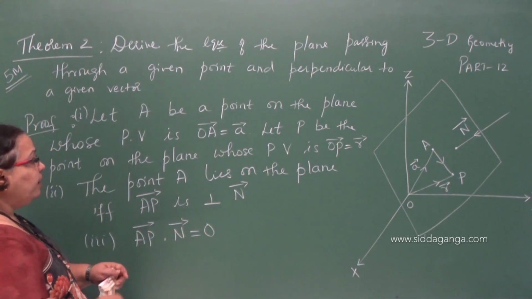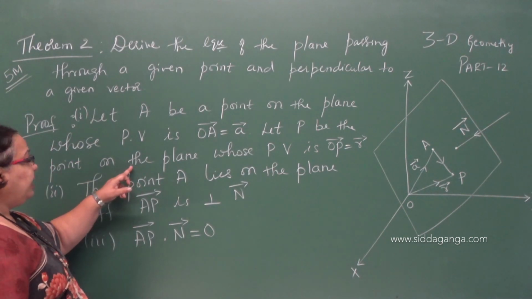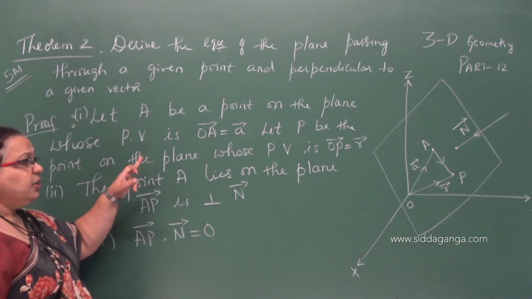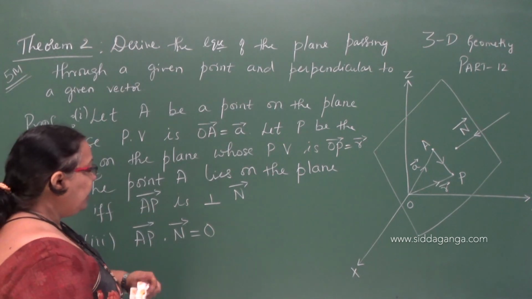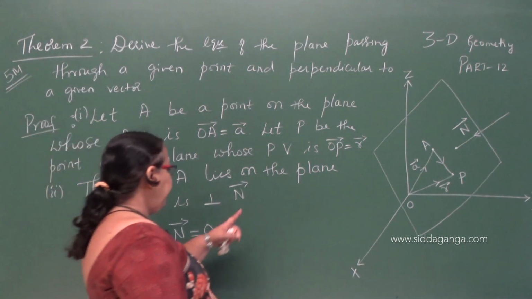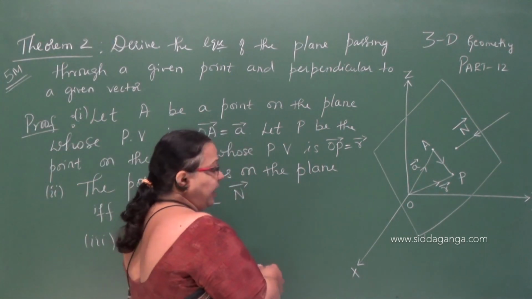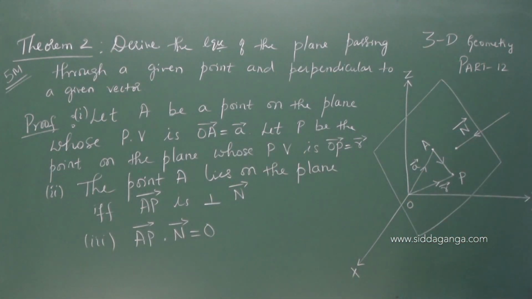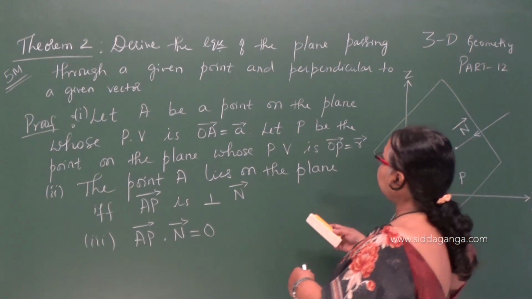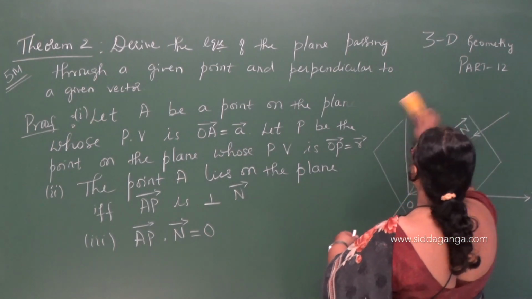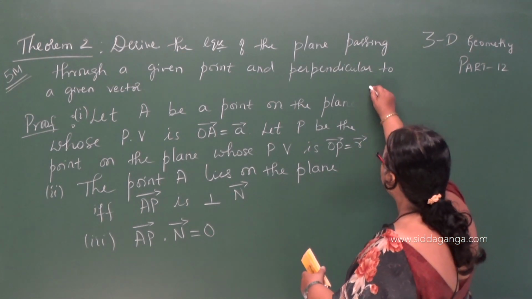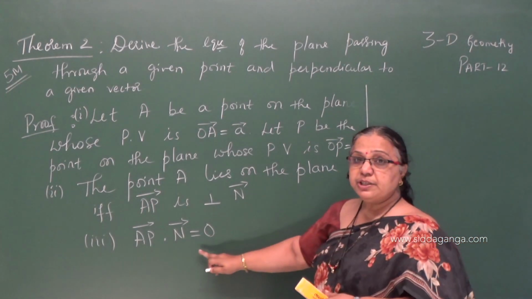to 0. Yes, I had to add a point here. Let vector n be the perpendicular vector to the plane. Vector n is the perpendicular vector to the plane. So AP is perpendicular to vector n, and hence their dot product is 0. So the dot product of those two vectors is 0. Since the dot product is 0, now write this in terms of the position vector.